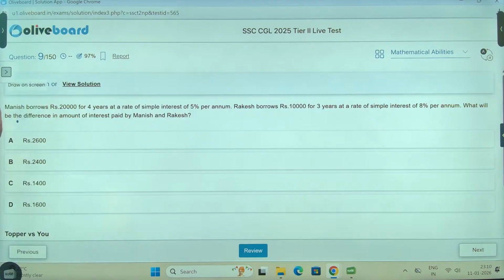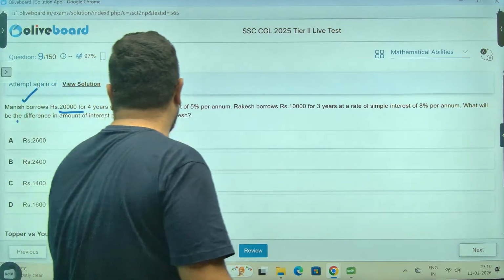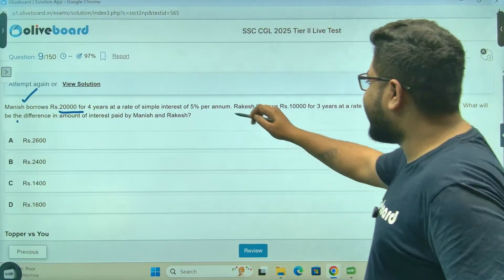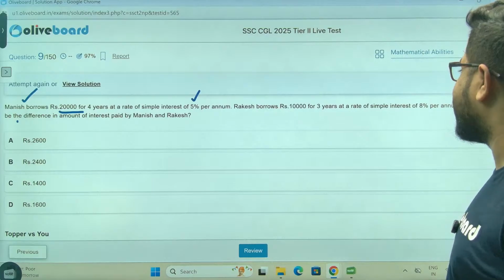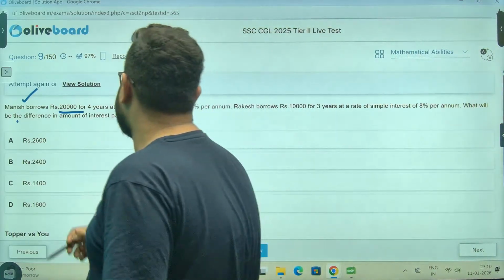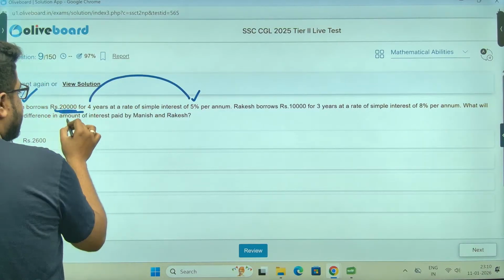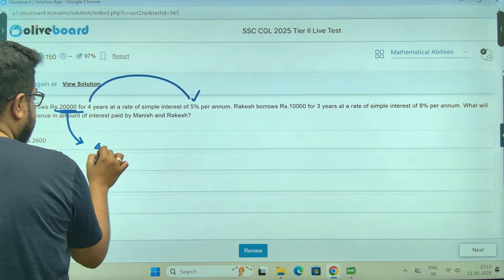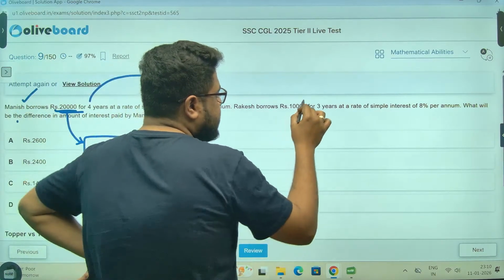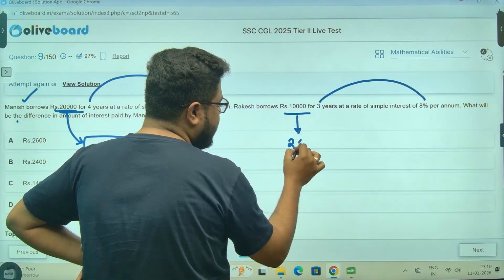Next one, sir. Manish borrows 20,000 for 4 years at a rate of simple interest 5%. 5 fours are 20% total. Rakesh, this one, this is a difference. This is very simple, sir. 4 years 5%. 20% of 20,000. 20 20s are 4, meaning, sir, this will be 4,000 rupees total interest. And, sir, 3 years 8%, meaning 24% of 10,000, meaning, sir, 2,400 rupees.